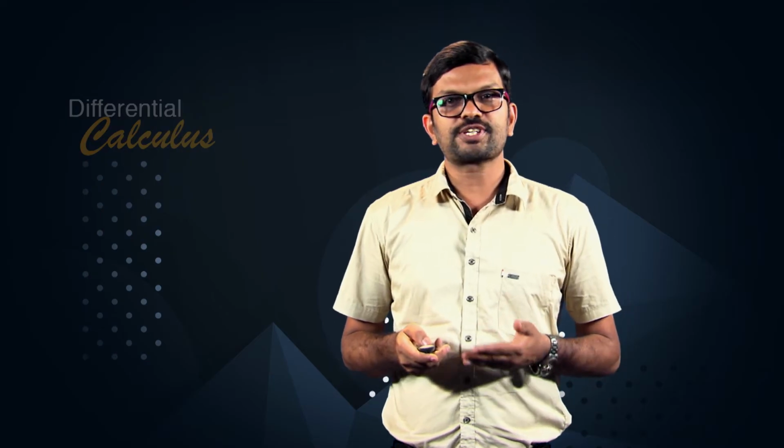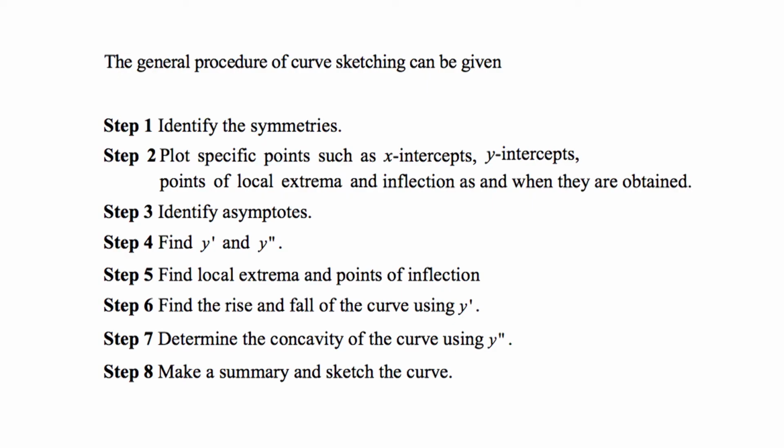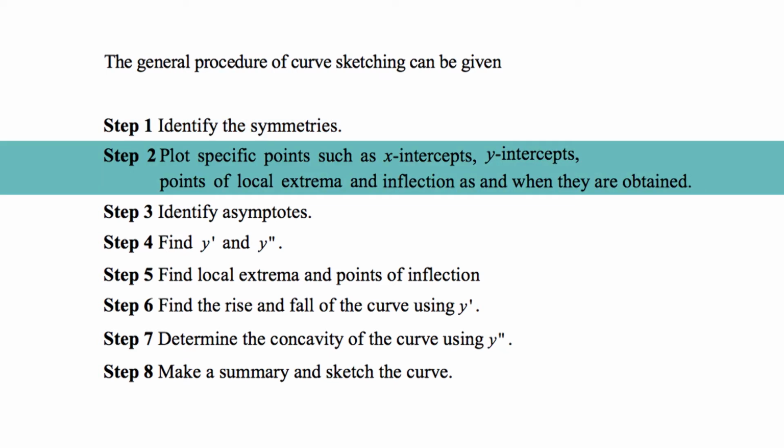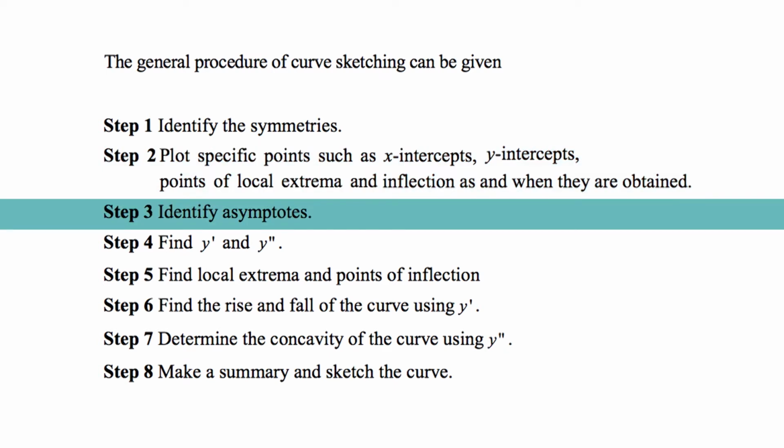Now, let us move on to sketching curves. The general procedure of curve sketching can be given as: step 1, identify the symmetries. Step 2, plot specific points such as x intercepts, y intercepts, points of local extrema and inflection as and when they are obtained. Step 3, identify asymptotes.